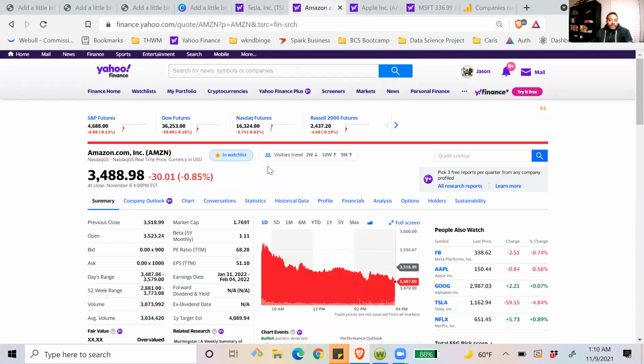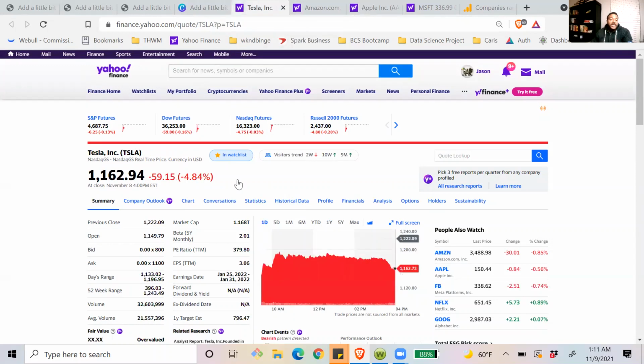We also have Amazon at 1.769. Then we have Tesla, a $1.168 trillion market cap. So this is just how you can pull up any of these stocks on Yahoo Finance using the ticker symbol.